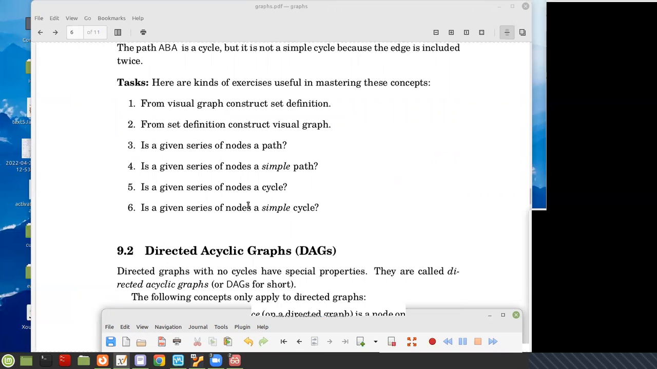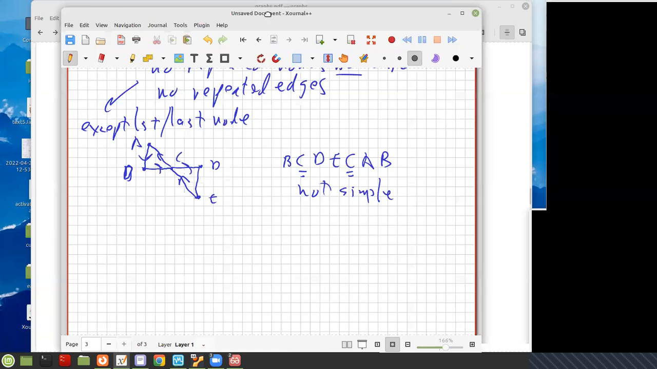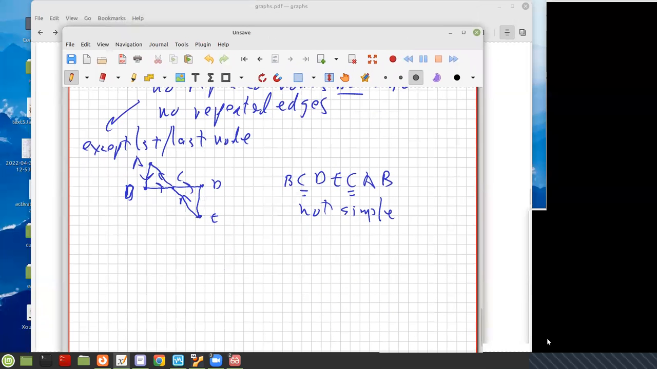Okay, so what you want to be able to do is, if I give you a graph and a series of nodes, determine: is it a path? Is it a simple path? Is it a cycle? Is it a simple cycle? Any questions about this?